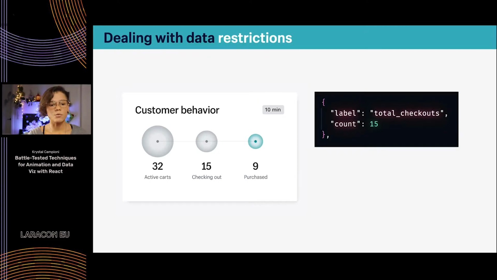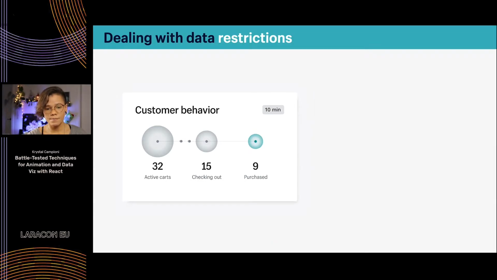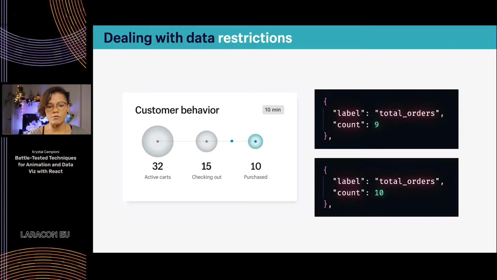Let's say that the first time that we receive the data, total checkouts is 15. And the next time we receive the data, total checkouts jumps to 17. This means for sure that 2 people are now in checkout and are new people in the checkout step. So since we know that the increment was 2, we can trigger an animation of 2 running dots going from the active cards bucket to the checking out bucket. And we can do the same thing if the number of purchases increased. In this case, we had one more purchase, so we trigger an animation from checking out to purchased.